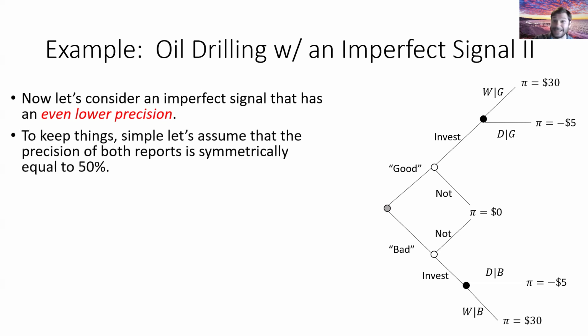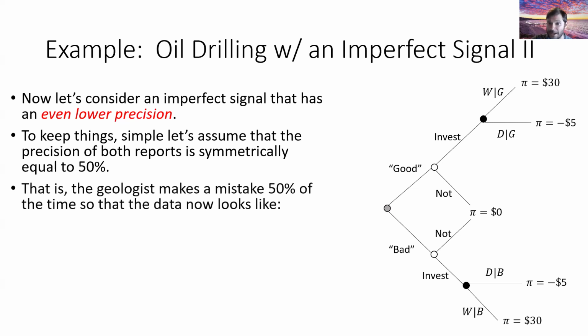And in fact, in the next optional segment, you should also be able to see that we derive the value for any value of the precision. In fact, I call it a variable parameter P. So if you plug P equals 100 in, when you get to the next segment, you'll get the perfect information case. When you plug P equals 75 in, you'll get the case from the last segment. When you plug P equals 50% in, you will get the case we're dealing with now, where the geologist makes a mistake 50% of the time.